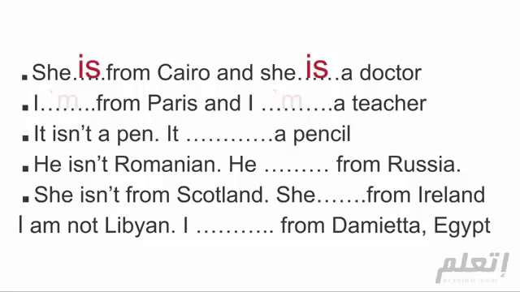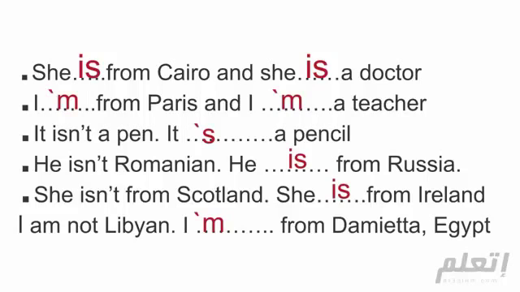She is from Cairo and she's a doctor. I am from Paris and I'm a teacher. It isn't a pen. It's a pencil. He isn't Romanian. He's from Russia. She isn't from Scotland. She's from Ireland. I'm not Libyan. I am from Damietta, Egypt.